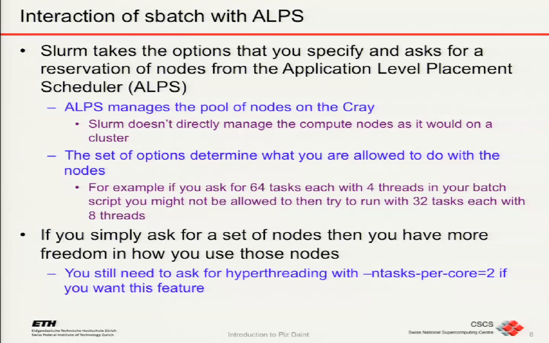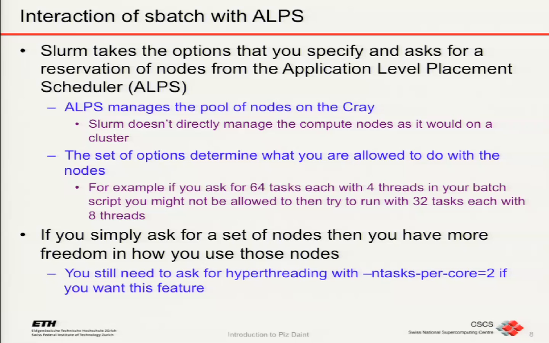So you put in those options and you ask for a certain number of processes, a certain number of threads, and then there's an interaction of sbatch with ALPS. Because Slurm doesn't manage the nodes on this system. On clusters, Slurm manages the nodes. It knows all about the nodes. Here, it has to do a little bit of a diplomatic negotiation with the ALPS system that Cray employs. And the set of options that you put in determine what you're allowed to do with your nodes.